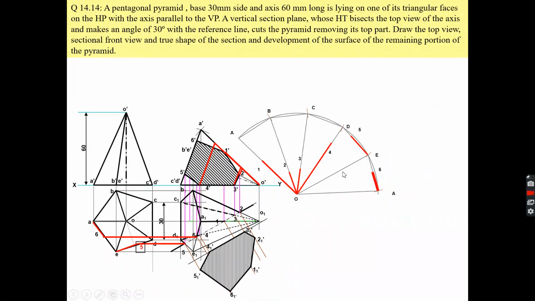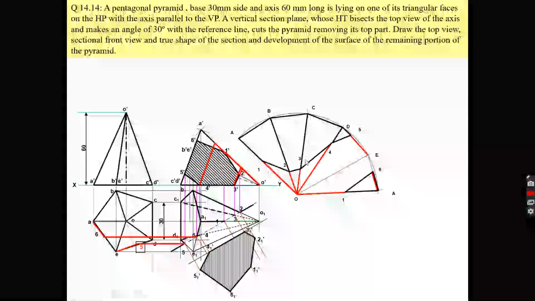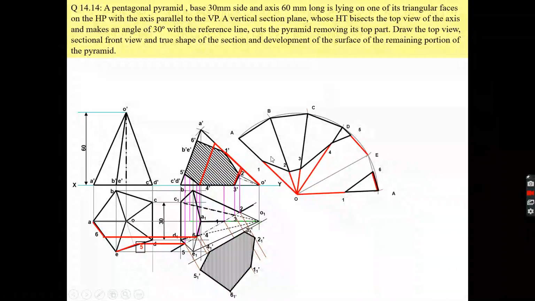After doing that, join all the points with the help of a straight line, like this and like this. Here you may be confused because there are two parts of that developed surface. But you can see here this line is nothing but OA and this part is nothing but A1. Similarly, here is the line OA and this is the line A1.